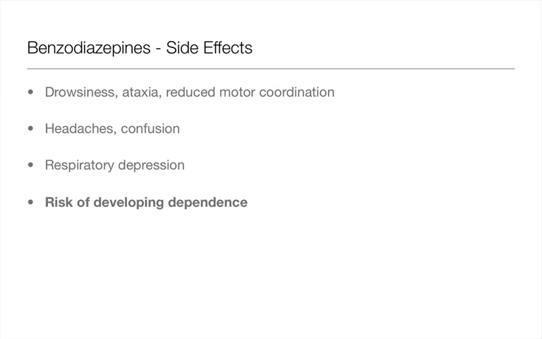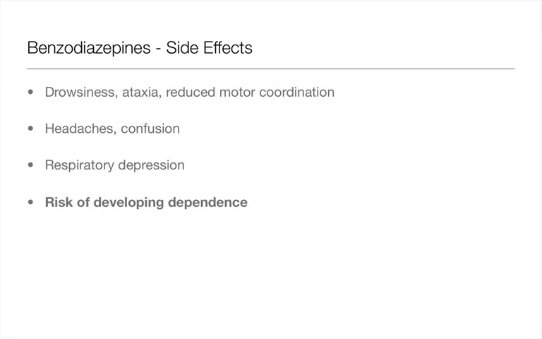I guess the biggest problem about these drugs is the risk of developing dependence. And that's why you usually only use them for a short period of time. Another problem is that you could potentially see a patient who overdoses on benzodiazepines. So it's important to know what their antidote is. And that would be flumazenil, which is a benzodiazepine receptor antagonist. I think at this point as well, it's important to note that alcohol, opiates, tricyclic antidepressants and antihistamines all enhance the effect of benzodiazepines and therefore increase the risk of respiratory depression.